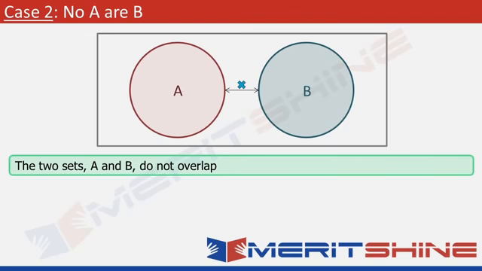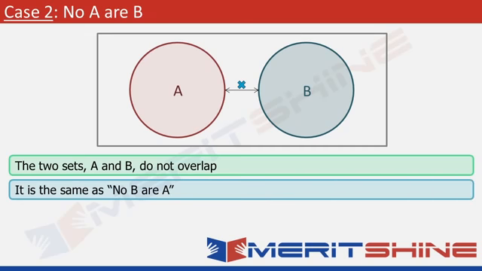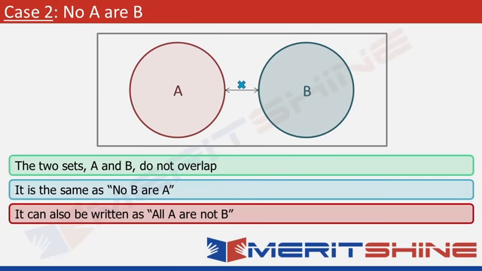No A or B is same as saying no B or A. One could have inferred this looking at the symmetry in this figure. Another way of writing this is all A are not B. If we say all Indians are not cricketers, it doesn't mean that some Indians are cricketers and some are not cricketers. It means that no Indian is a cricketer. Remember this. This is very important.